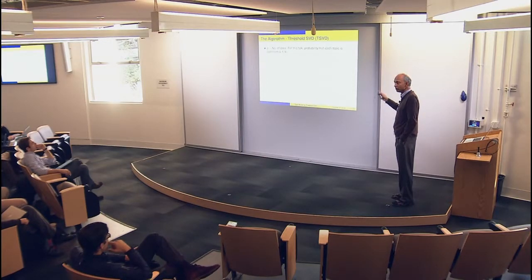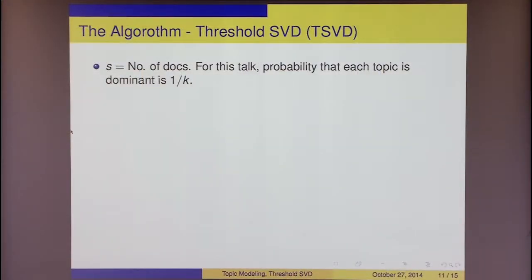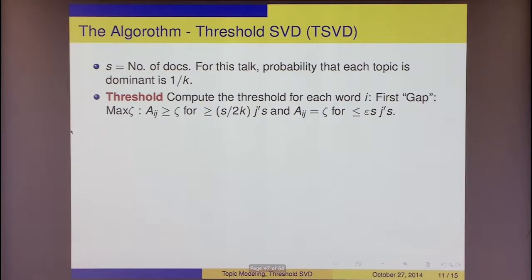So the algorithm will be described. I'm going to describe the steps of the algorithm in one slide. For this talk, S is the number of documents, S for sample, right, because it's being generated. For this talk, we assume the probability that each topic is dominant is 1 over k. It's not assumed in general. So, threshold step, much like in the signal to noise problem and the other one, I'm going to do a threshold. But here, nobody gives me mu. I have to find the threshold. Furthermore, the threshold is going to be different for different words, because word frequencies are different for different words.